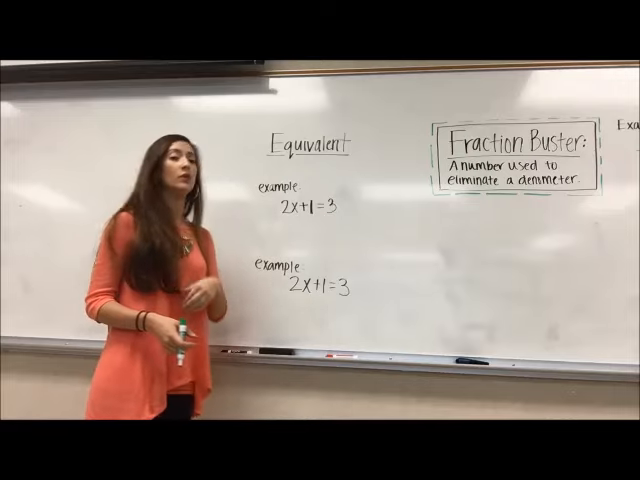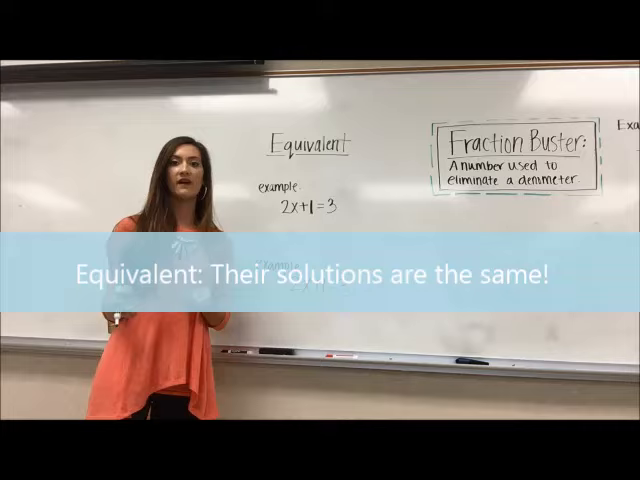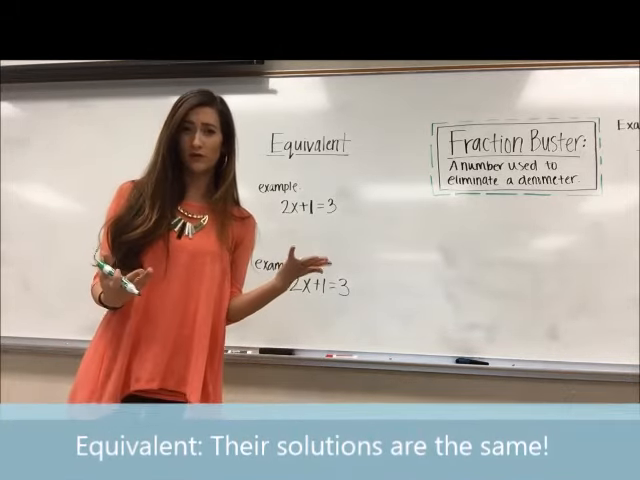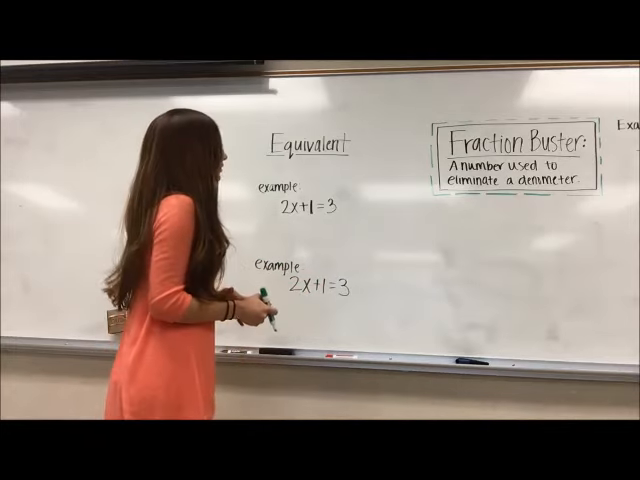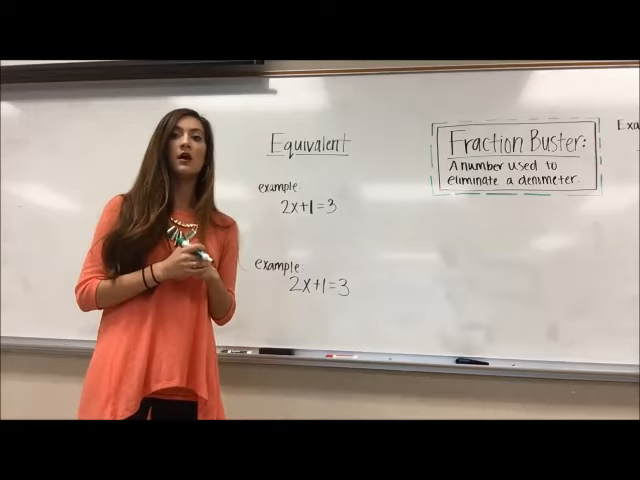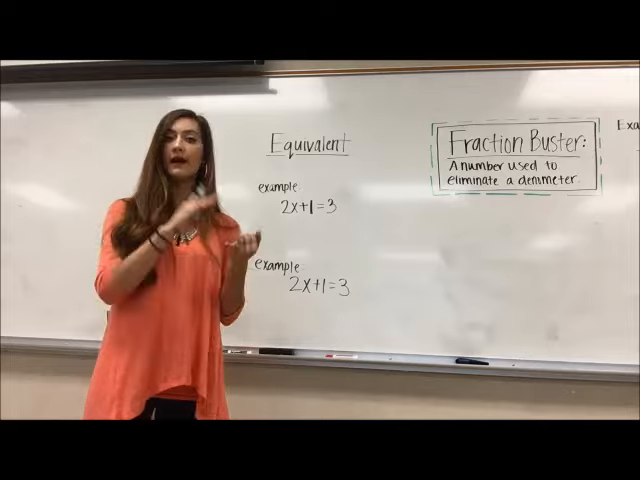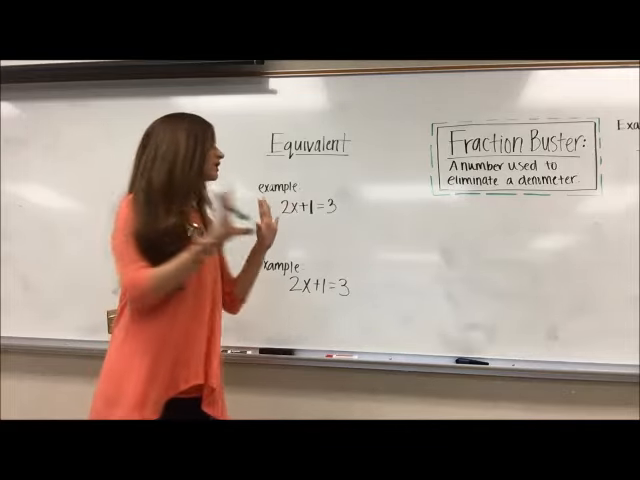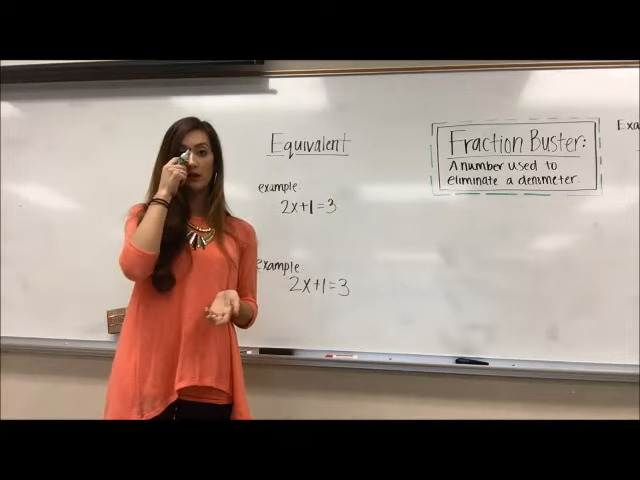When two equations are equivalent, it means that their solutions are the same. So if x equals 3 for one equation and x equals 3 for the second equation, then they are said to be equivalent. And we can create equivalent equations by doing the same thing to both sides of an equation. So we can add, subtract, multiply, or divide. As long as we do it to both sides of the equation, it will create an equivalent equation.